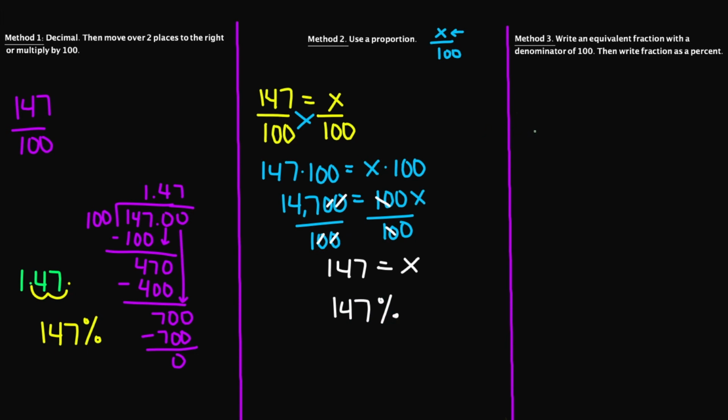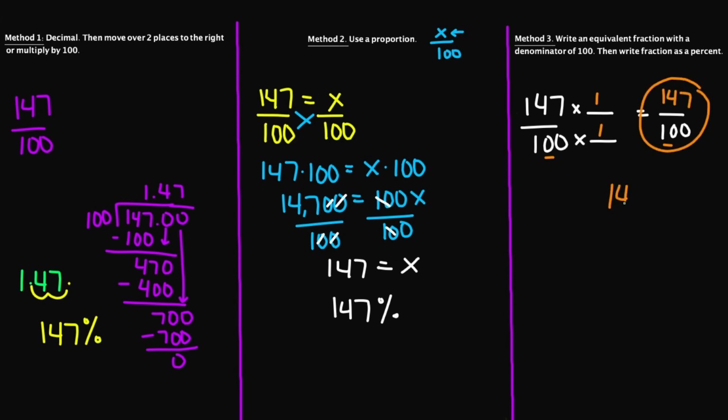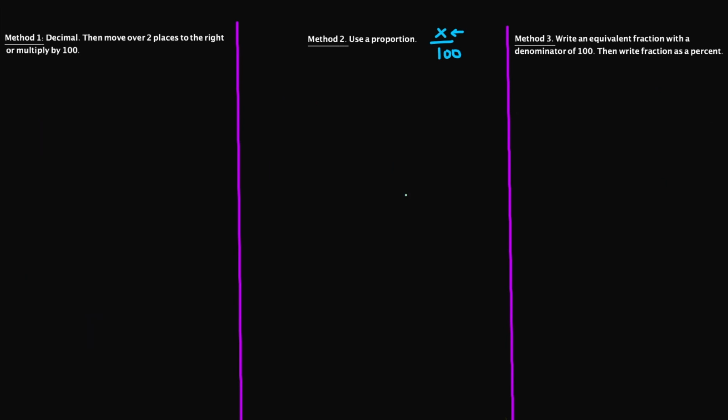And let's look at method 3. So if we do 147 over 100, what number times 100 is going to give me 100? And that's going to be the number 1. So if I multiply the bottom by 1, I'm going to multiply the top by 1. 147 times 1 equals 147. So as a percent, you're going to get 147%.